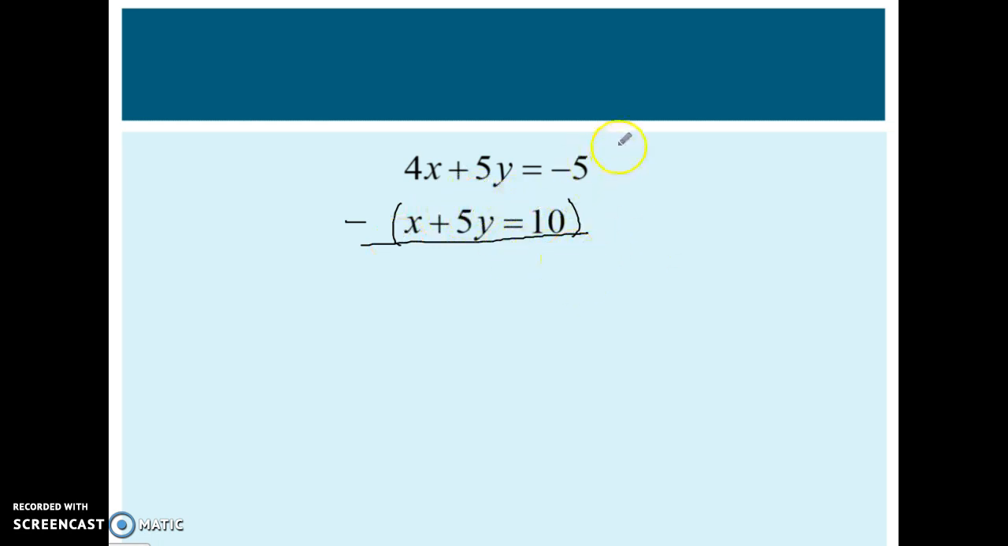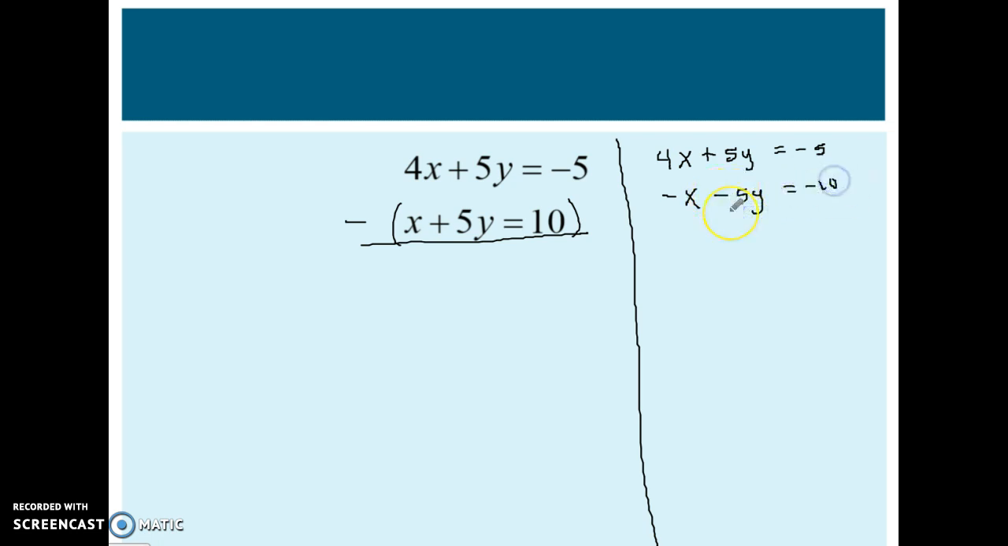So another way of writing this that would change it to an addition problem is if you change the sign, so you're actually adding the opposite of each of these. So you could actually write your equation as 4x plus 5y equals a negative 5, but then change the sign of everything. So negative x and a negative 5y and a negative 10. Now you can write it so that you're adding the opposite. Now it's just one big addition problem, and you can add the terms. You'll end up with the same answer.